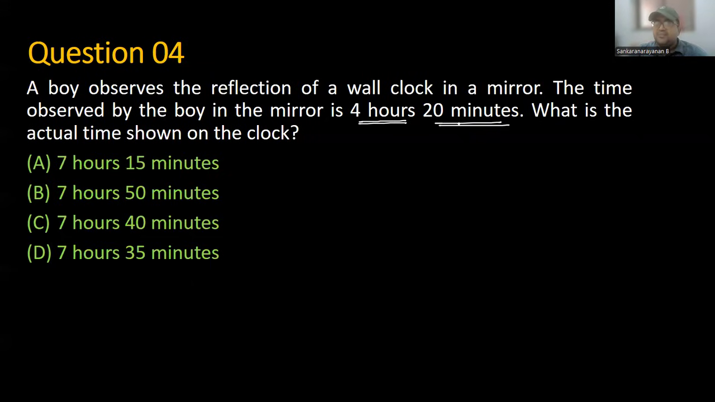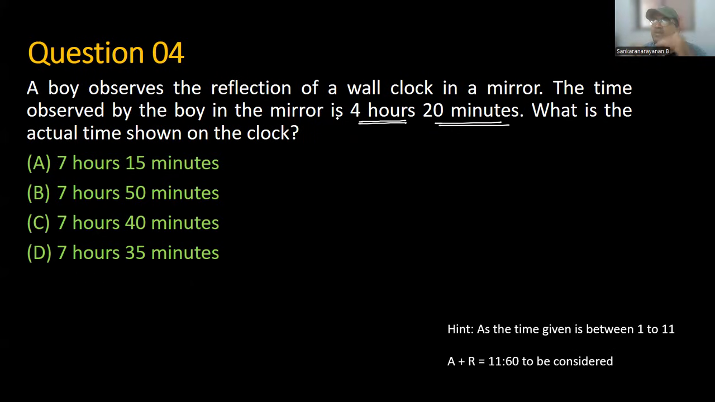We can see that the time under consideration is between 1 o'clock and 11 o'clock. So in that case, since the time given here is 4 hours 20 minutes, what you see in the reflection, the formula that you have to note is: actual time plus the reflection, the total, is equal to 11:60. So the actual time plus the reflection, that is 4 hours 20 minutes, is equal to 11:60.